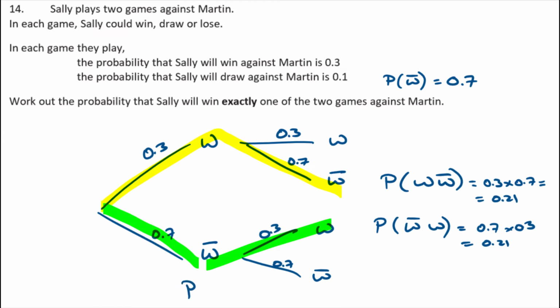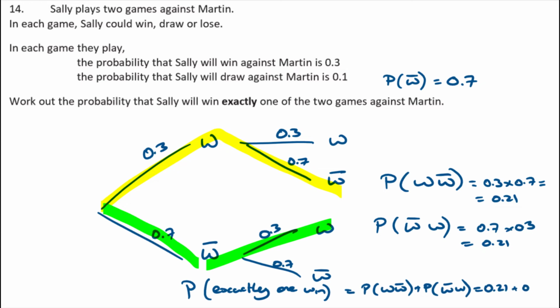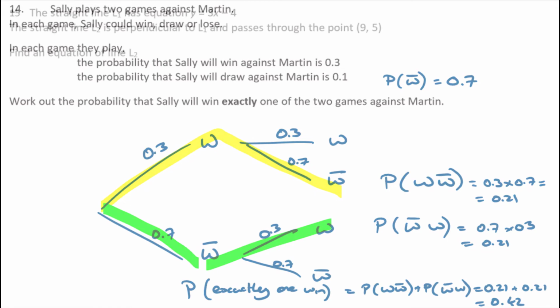So then the probability of exactly 1 win is going to be the probability of win, not win, plus the probability of not win, win, which is 0.21 plus 0.21, which is 0.42. Okay? Job done. Question 15.